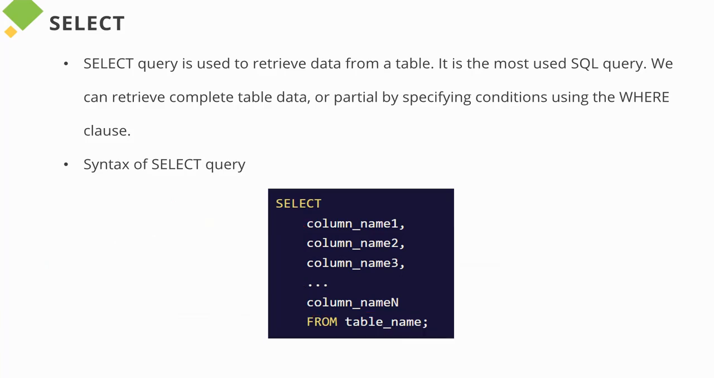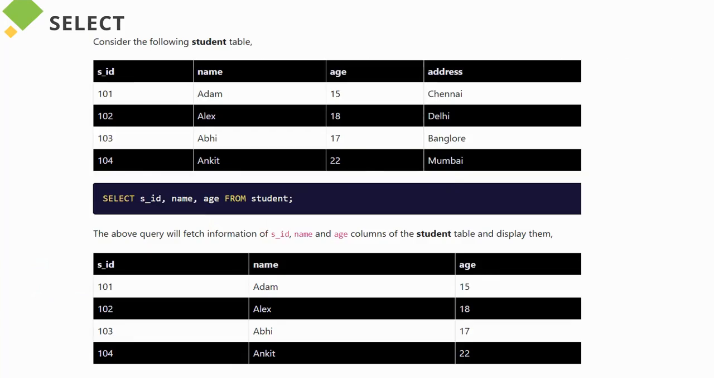Or else if you want only specified columns, you can specify the columns, say select SID comma name. I want only the student ID and the name, so you can use select SID comma name from the table student. Say I want only ID, name, age, and I don't want address to be retrieved. Now my select command is select SID comma name comma age from the table student. Then it is going to return all the values you have in the database.